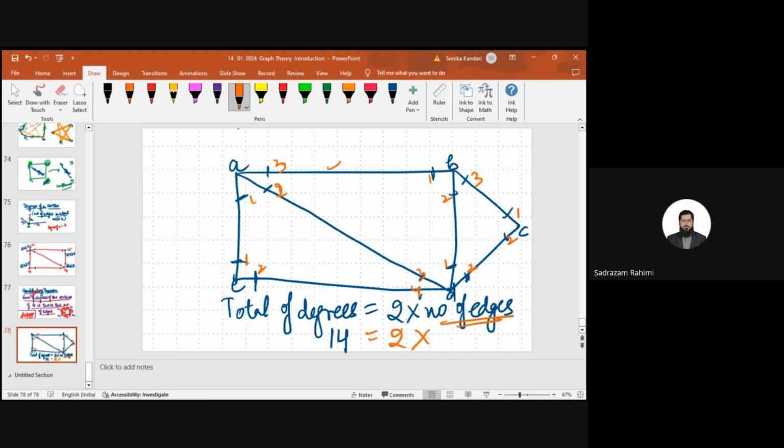The number of edges is 7: E1, E2, E3, E4, E5, E6, and E7. That is 7. Is it proved? Yes, ma'am. Is it clear? Yes, ma'am.